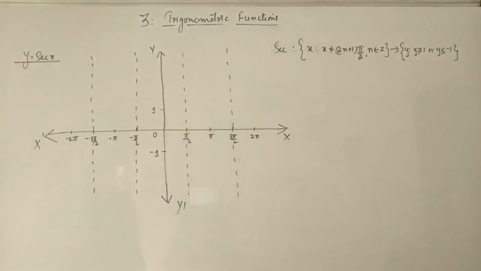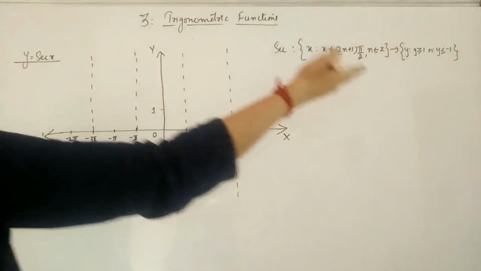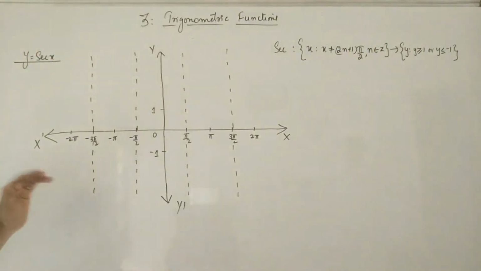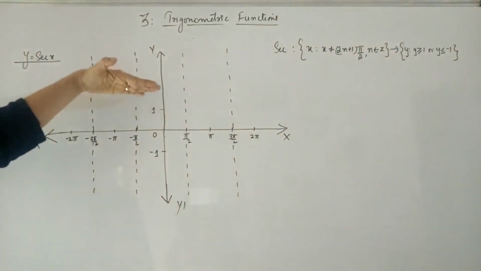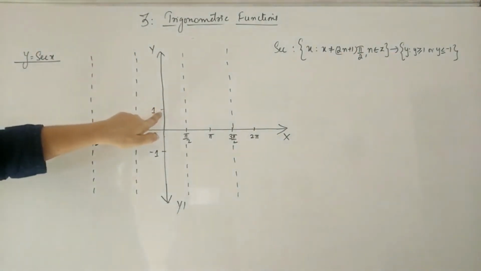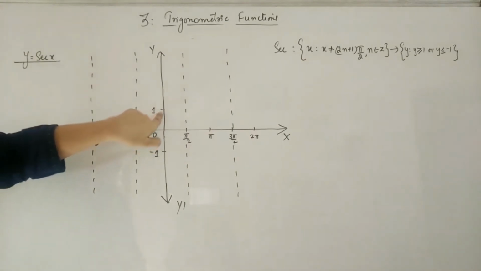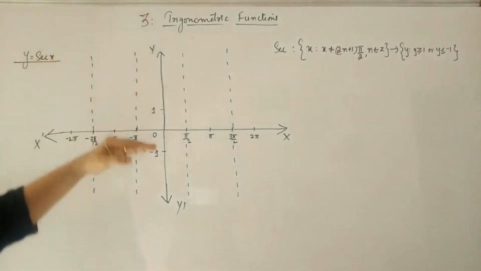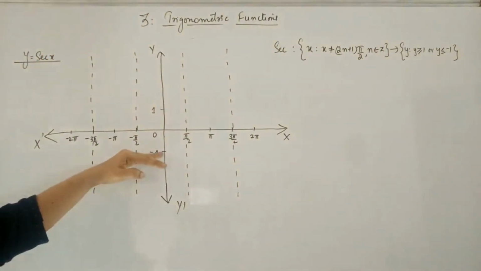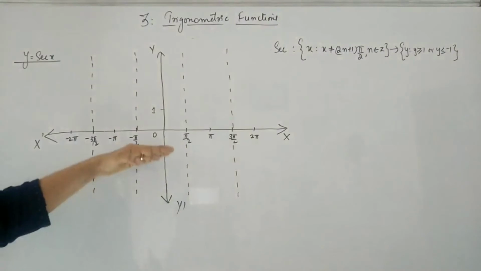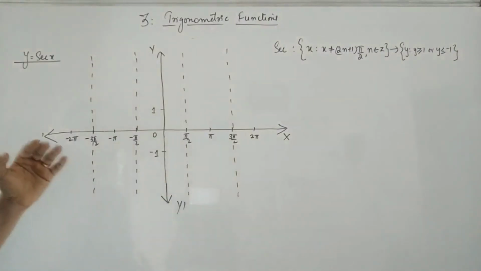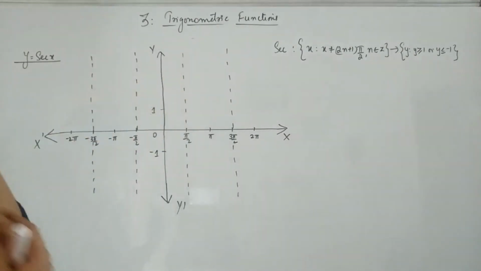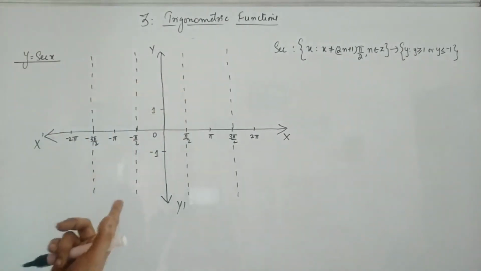Okay. Now the range is y greater than or equal to 1 or y less than or equal to minus 1. That means the graph of sec will start from above, the minimum value will be here as 1 and the remaining will be upwards. Okay, and minus 1 will be the maximum for the negative values, and then you have the graph downwards. Now we will just go for the values. Since it is not touching these values, it means it is having infinity as the value there.